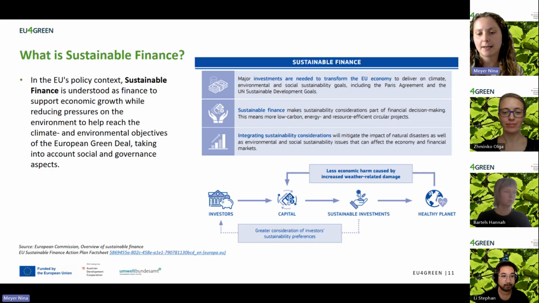On the right side of the slide, we can see how such an investment process could work. You have investors that have capital, and that capital is invested into sustainable investments. Due to those sustainable investments, there is less pressure on the planet, so less weather-related damage and fewer natural catastrophes. So we have a healthier planet, and due to the healthier planet, we have less economic harm and therefore more capital again that can be invested in sustainability.